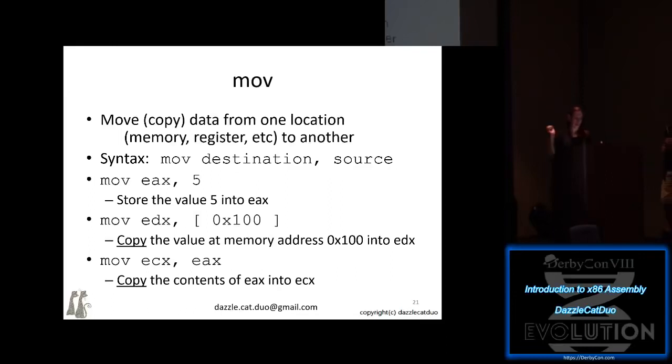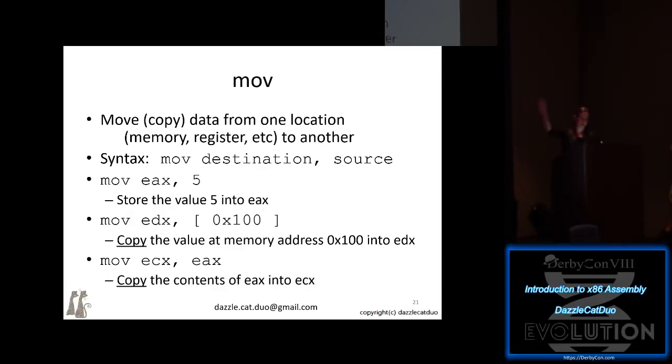So the most important instruction is the move instruction. And despite being called move, it actually makes a copy. It does not move data. The way it works is move and then destination, source. This is the biggest difference between Intel and AT&T syntax. AT&T has source and destination flipped. So if you're looking at AT&T syntax, everything is reverse order from Intel. So the Intel syntax is destination, source.